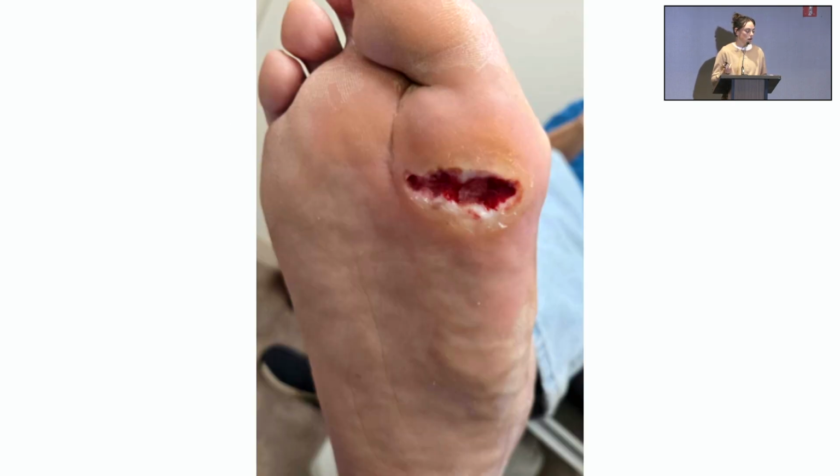Hopefully this is going to work. Okay, so here is a picture of a foot wound in the office. Now, you can kind of tell from this picture that this person has had a previous second toe amputation, but otherwise this guy was new. He was new to the area. He just moved to Tennessee, so I don't know anything about his history.